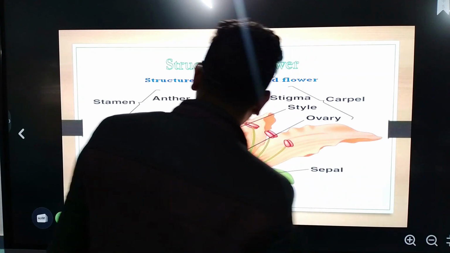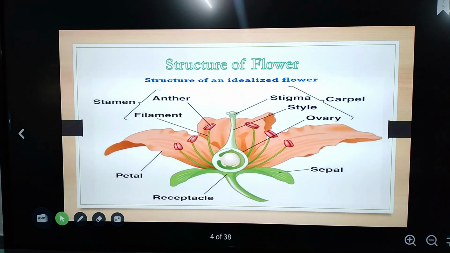How much time are we taking? What is the time? Okay, 5 to 10 minutes required.